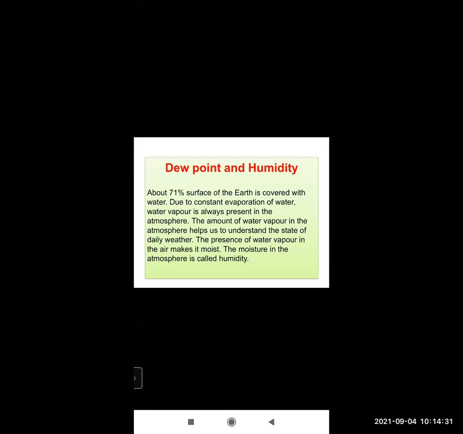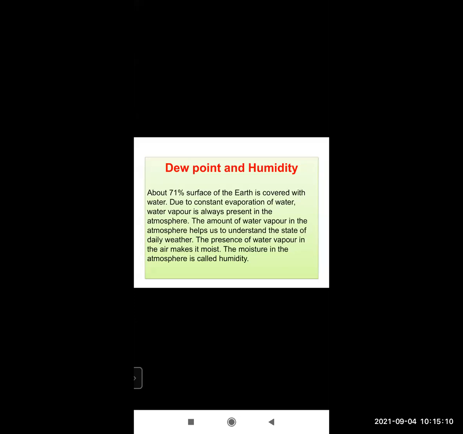About 71% surface of the earth is covered with water. Clear? So all of you know that near about 70% of the earth is covered with water, and the remaining 20% is covered with different components. Now due to constant evaporation of water, water vapor is always present in the atmosphere. The amount of water vapor in the atmosphere helps us to understand the state of the daily weather. So whatever the weather is, whether it is hot, cold, humid, or dry, how do we understand it? We understand because of the amount of water vapor present in the atmosphere.